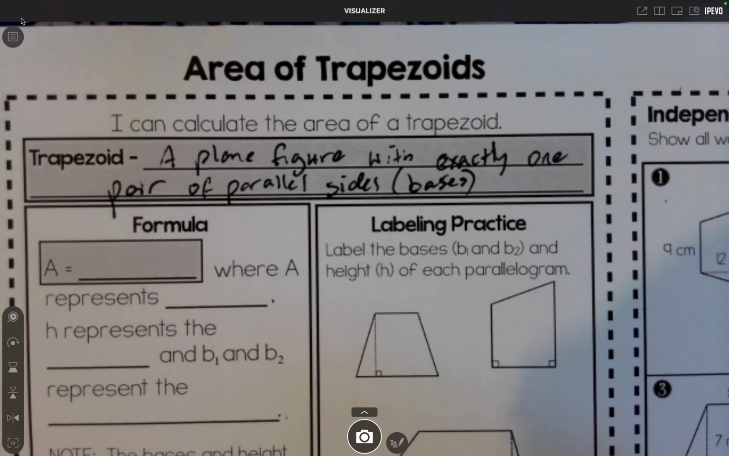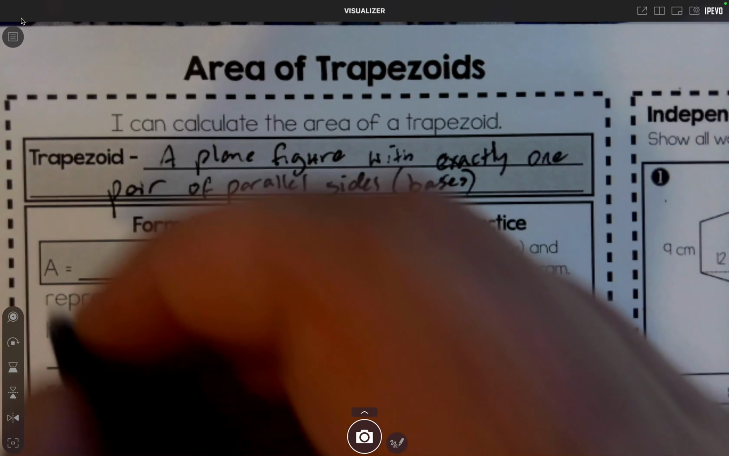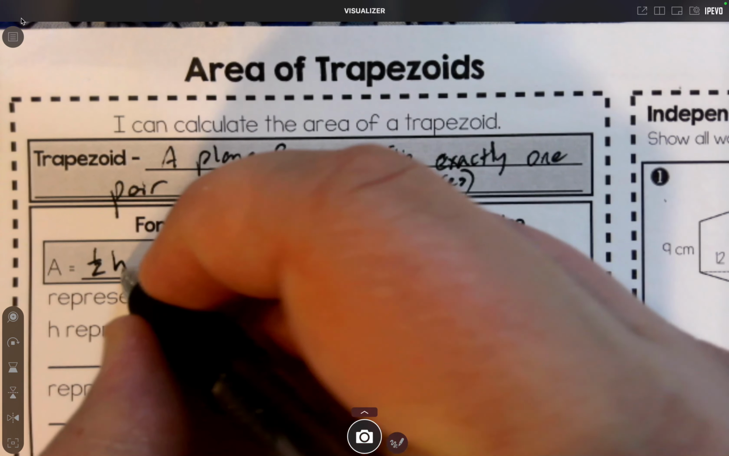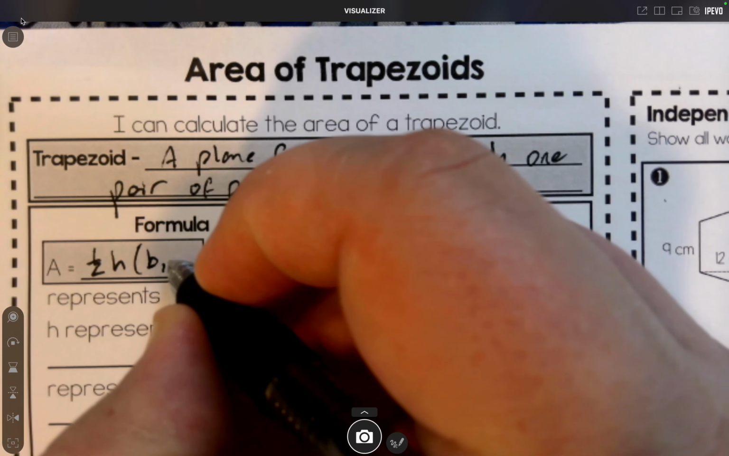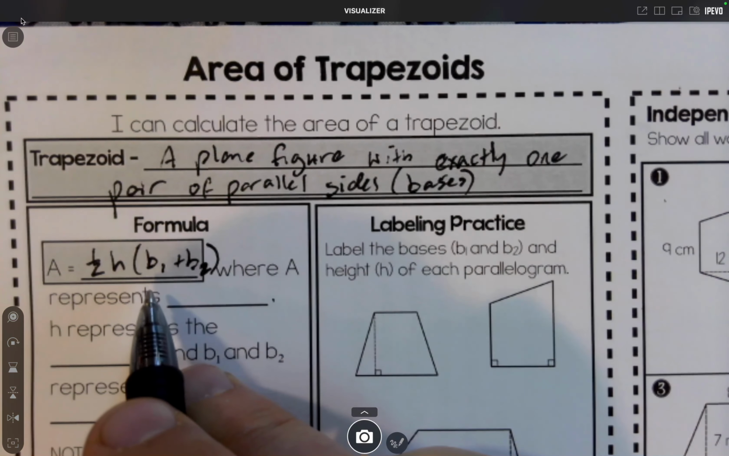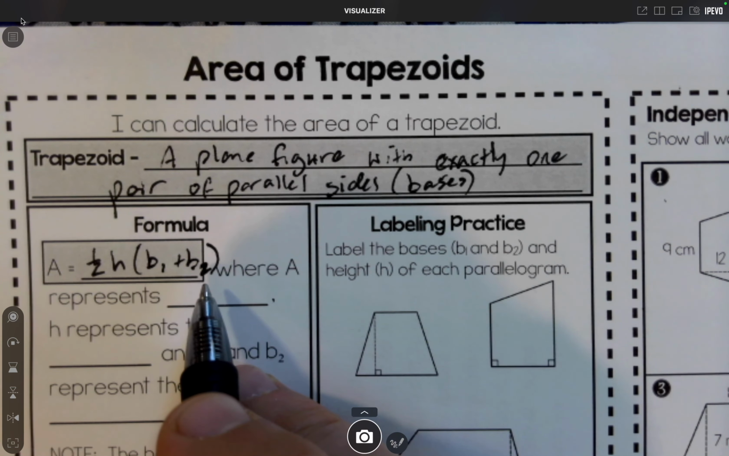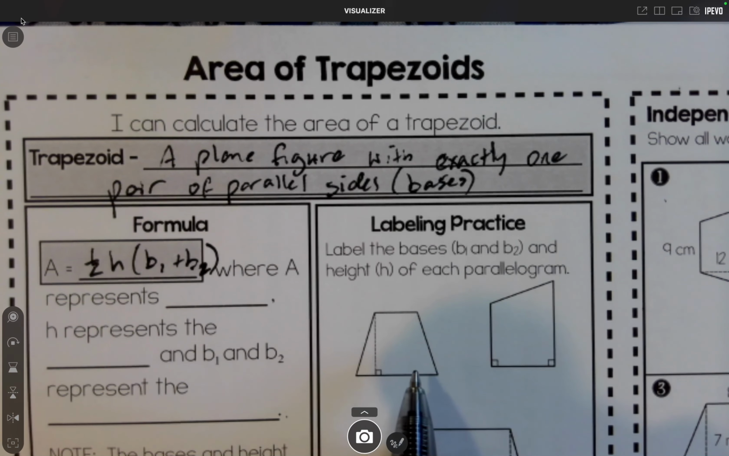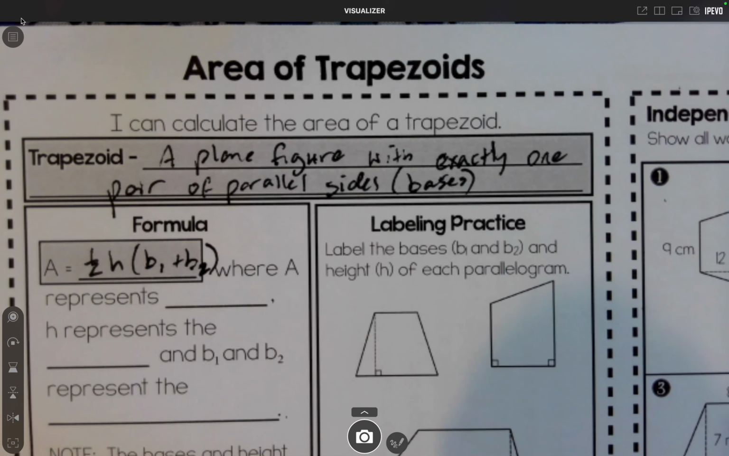The formula for the area of a trapezoid is 1/2 times the height times base 1 plus base 2. So this little 1 and little 2 is just saying make sure you get both bases, because as you can hopefully tell, they're going to be different lengths. So that one's smaller, that one's longer. This one's smaller, that one's longer.